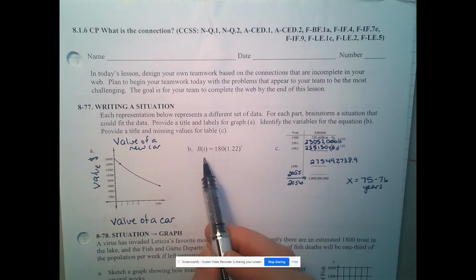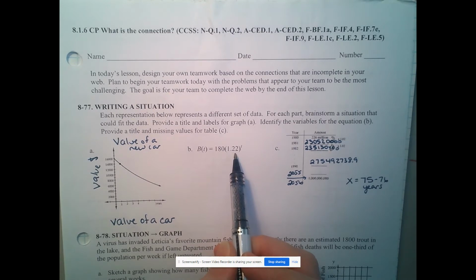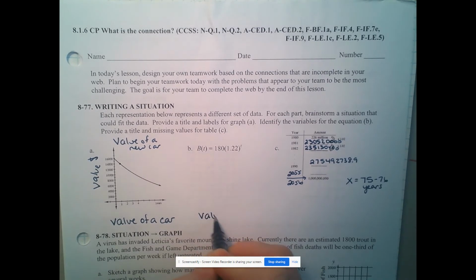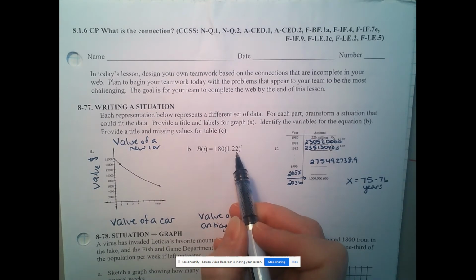All right, so B, we have something that has a starting value of $180. We have a multiplier that is over 1, meaning that it is something that is increasing in value. And it's increasing by 22%, which is pretty decent. So this is probably not money in an account. So maybe we would say something like the value of an antique. Maybe you bought the antique for $180 and then it's got a 22% increase.